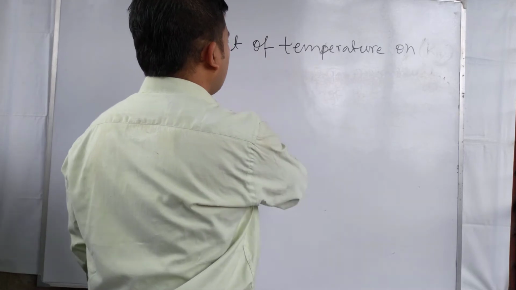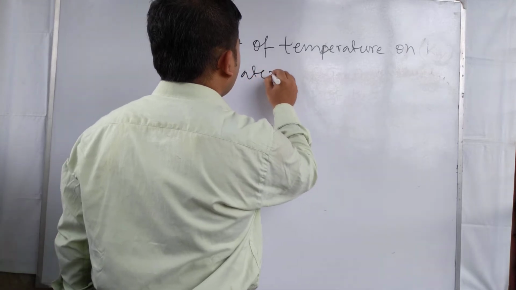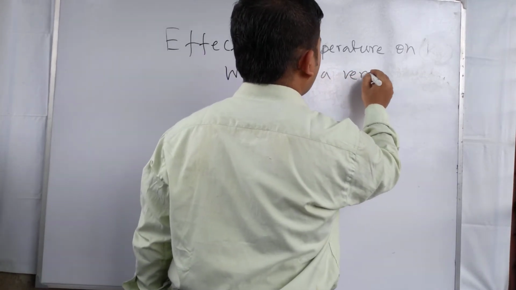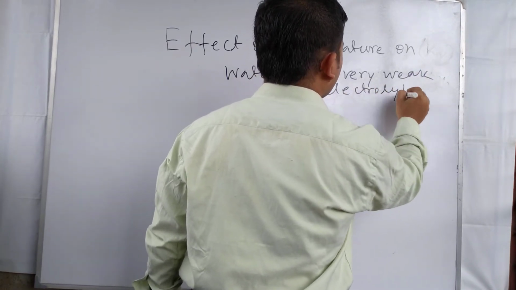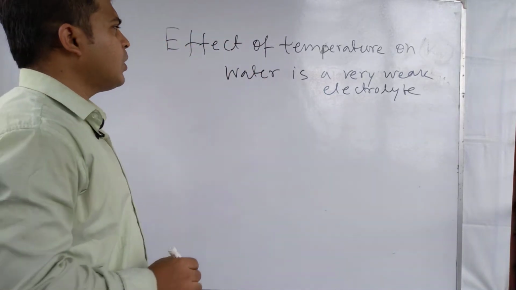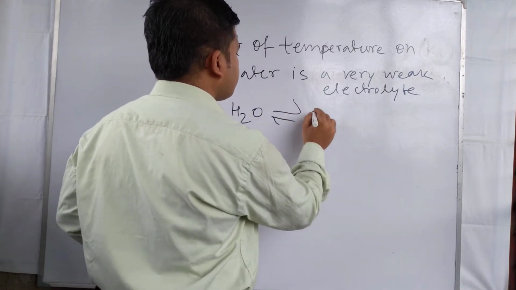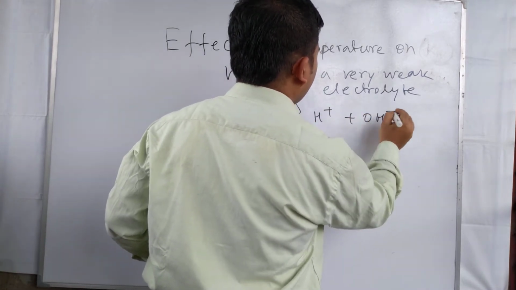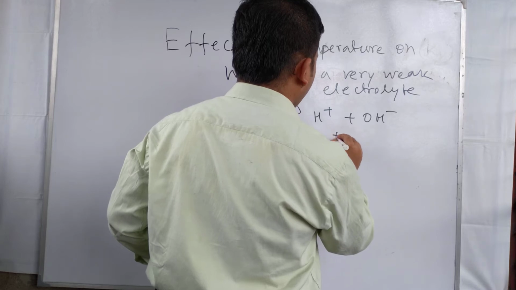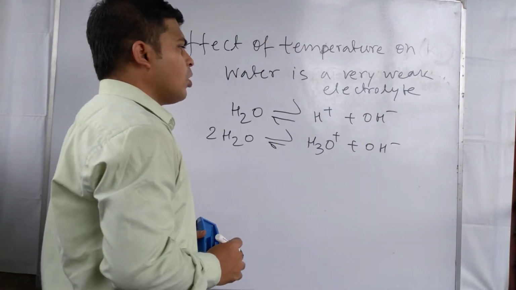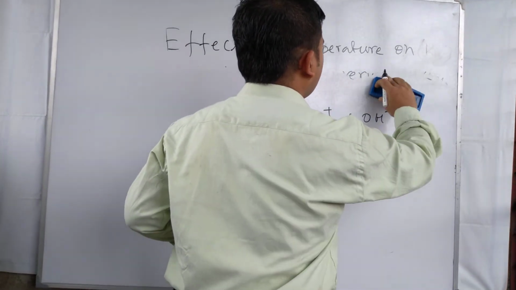Kw value is directly proportional to temperature. See, water is a very weak electrolyte. So with rise of temperature, the ionization of water to H+ and OH-, or you can say H2O to H3O+ and OH-, increases. Water is a very weak electrolyte, so the degree of ionization of water increases with rise in temperature.